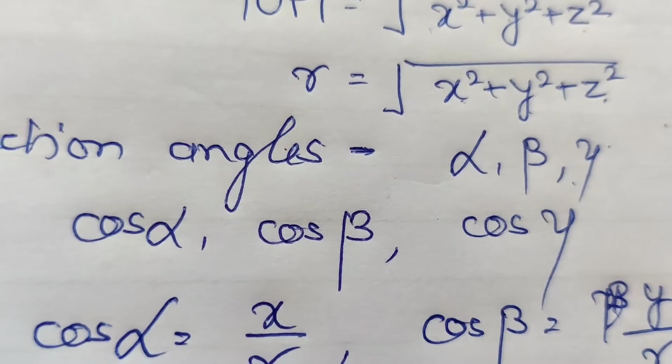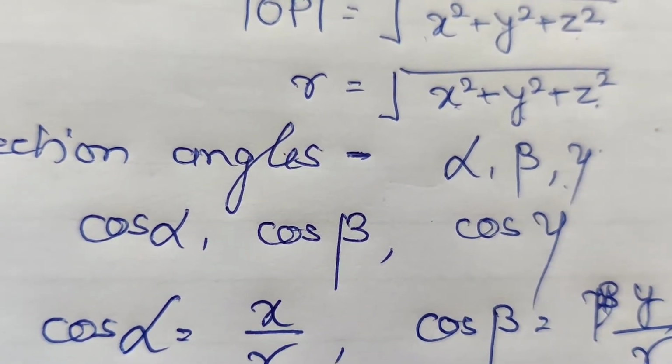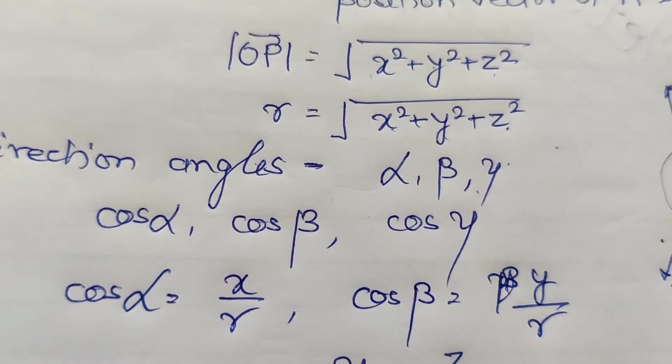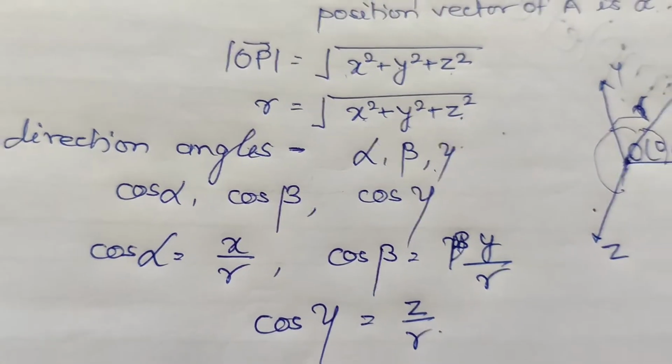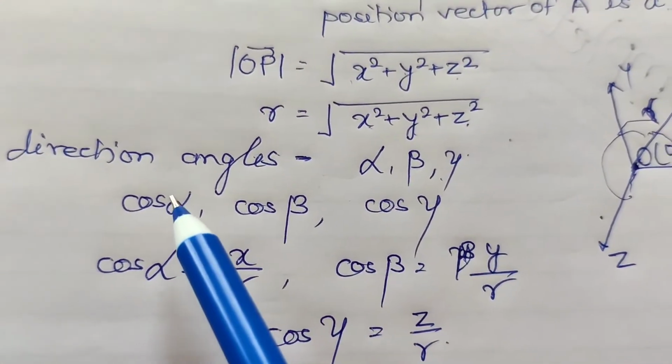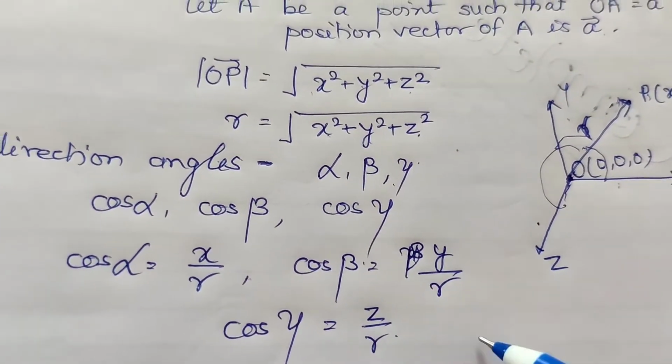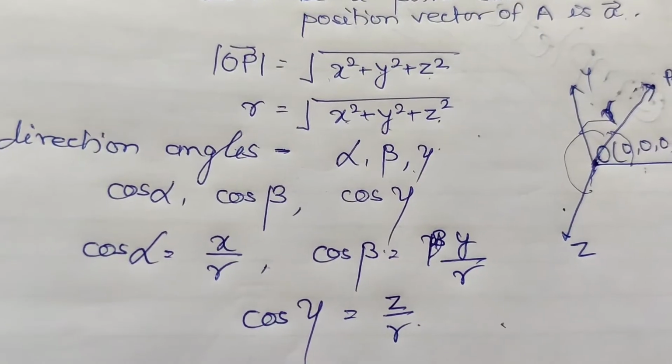These are the particular angles with the axes. Alpha is the angle between the axis and the position vector. Cos alpha, cos beta and cos gamma are the direction cosines. Cos alpha equal to x upon r, cos beta equals y upon r and cos gamma equals z upon r.